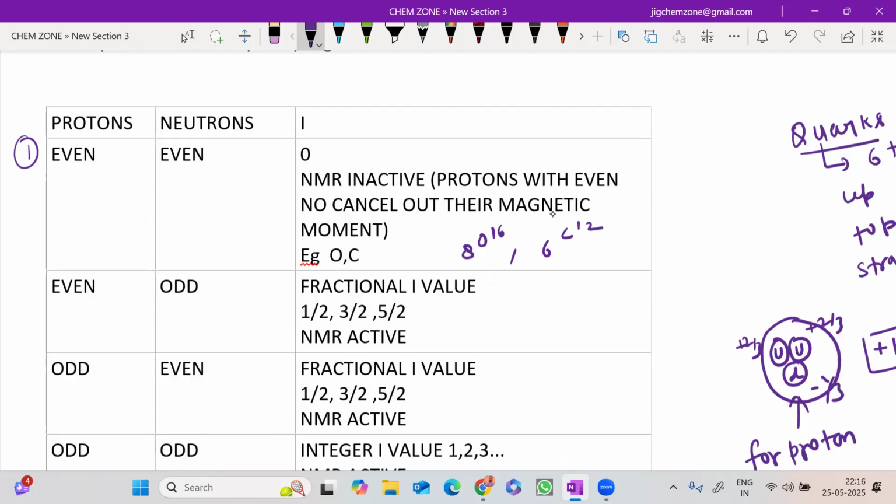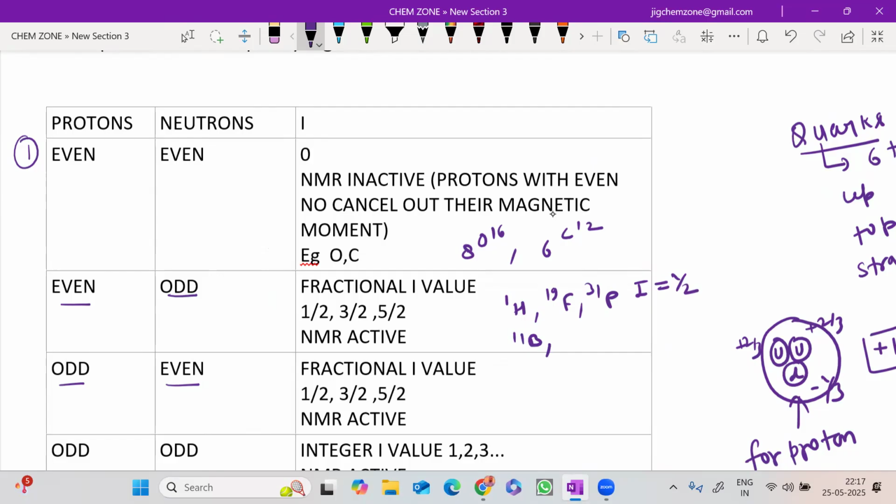Now, if one of them, either proton or neutron, is an odd number, you will get a fractional value of I. If you have even protons and odd neutrons, or odd protons and even neutrons, you will have a fractional I value. Correct? Now, some examples: hydrogen nuclei, fluorine nuclei, phosphorus nuclei, they have I equal to 1 by 2.